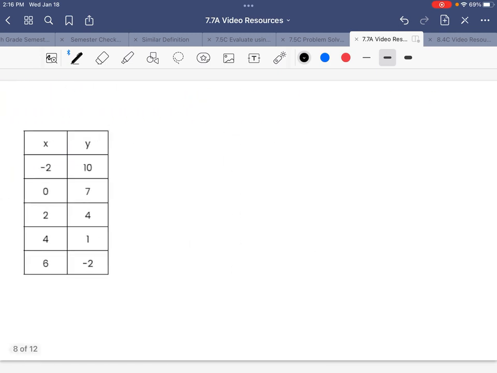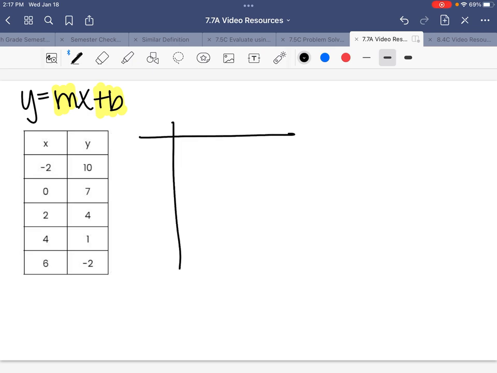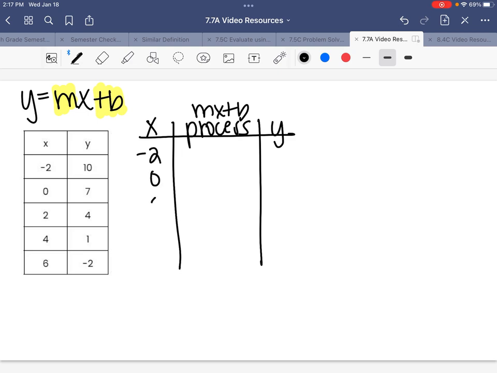Again, I know that I want to write an equation in the form y equals mx plus b. So I will need to find my rate of change m and my initial value b. So I'm going to create that table that has 3 columns for my input, for the process, which is the mx plus b portion, and then the y, the output. I'm going to transfer over my coordinates.